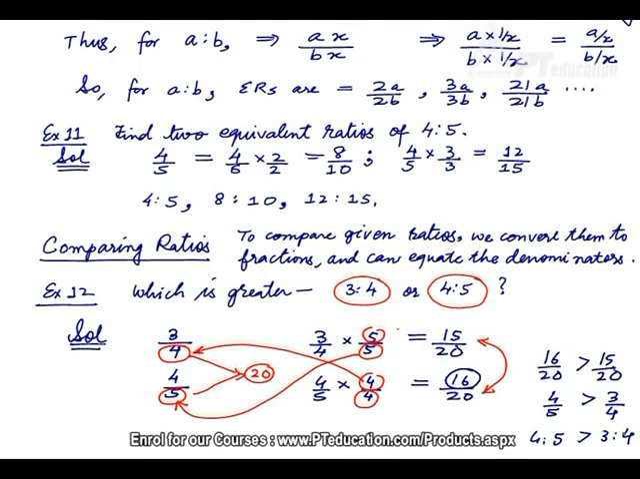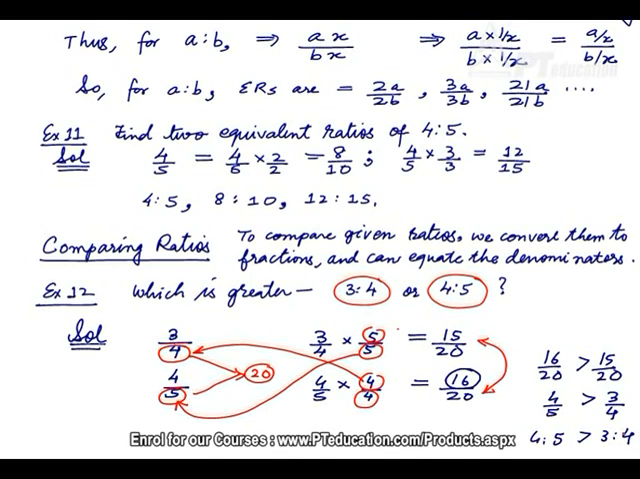3 by 4 and 4 by 5. 4 and 5 have an LCM of 20. Now the only way we can make the denominator the same, so that we can then compare the numerators and decide which fraction is greater, is by bringing both of them to the LCM level. 4 and 5 have an LCM of 20.